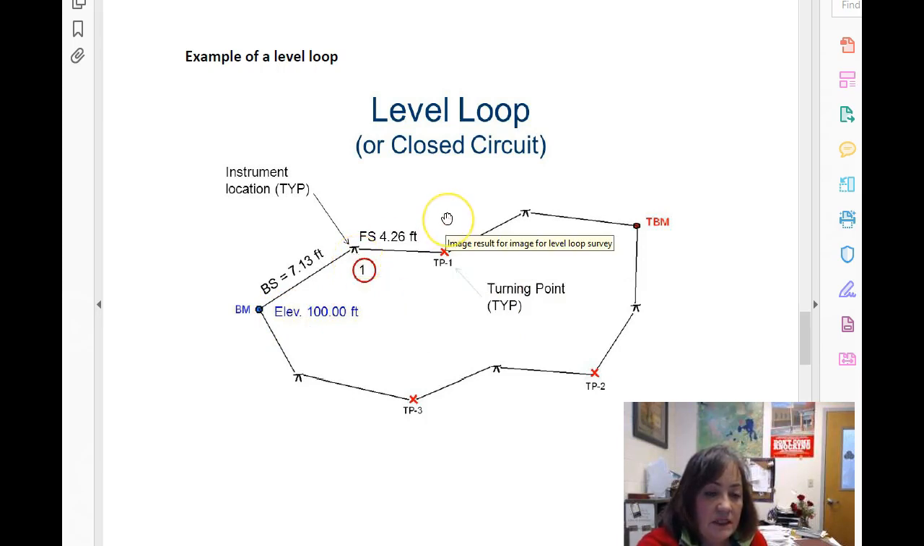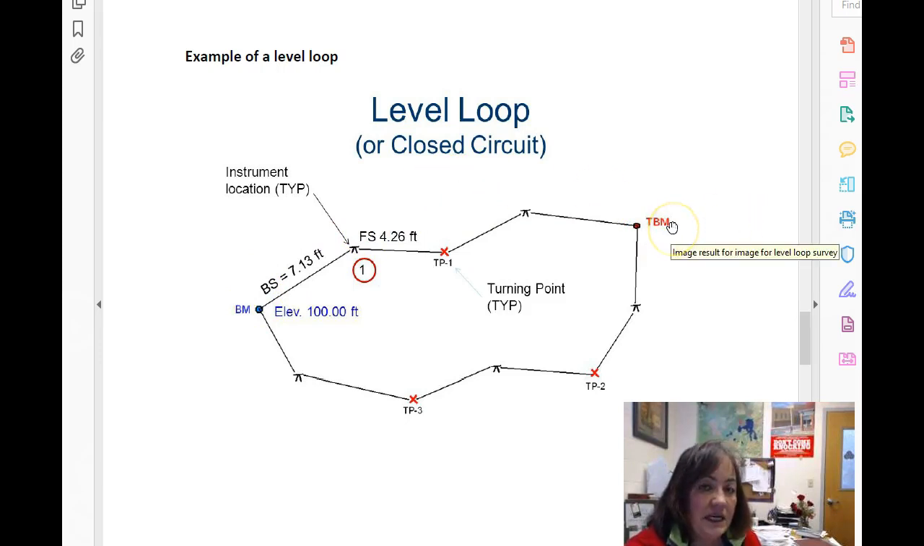And if you are able to see from benchmark 1 to benchmark 2, that's fine. You could just set up the instrument somewhere in the middle. But remember, the length of your back sight and the length of your forward sight have to be approximately the same. When I say approximately, I mean within, at short distances, maybe within 10 or 15%.